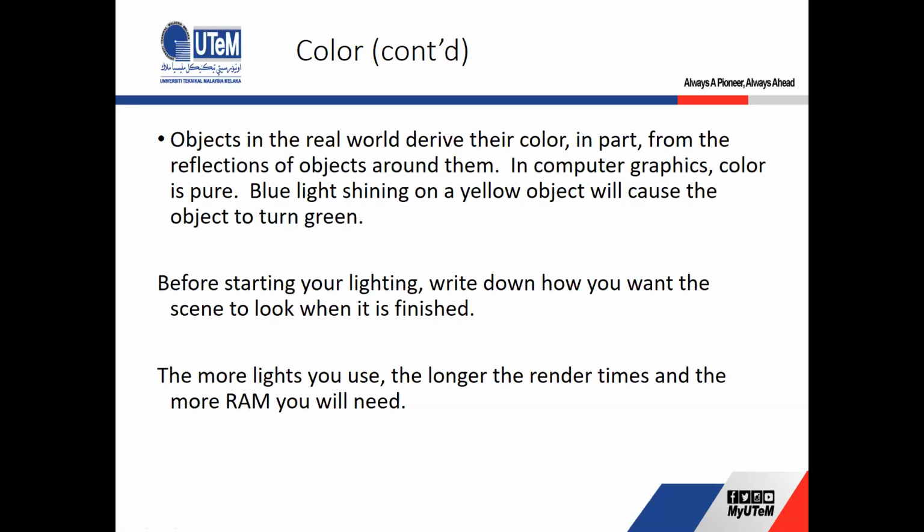Objects in the real world derive their color in part from the reflection of objects around them. In computer graphics, color is pure. Blue light shining on a yellow object will cause the object to turn green. So when the blue light shines on the yellow object, it becomes green.